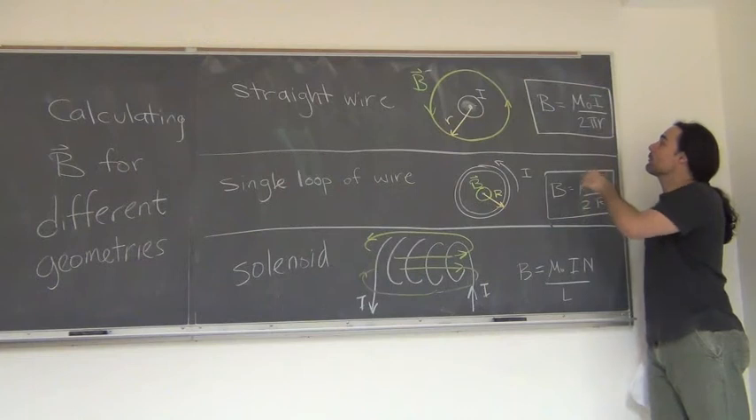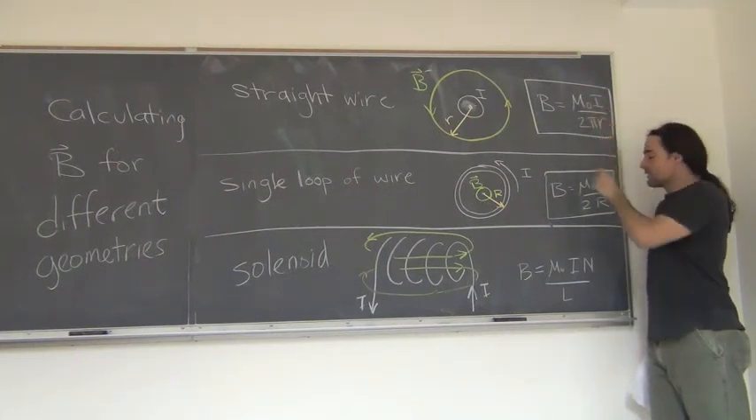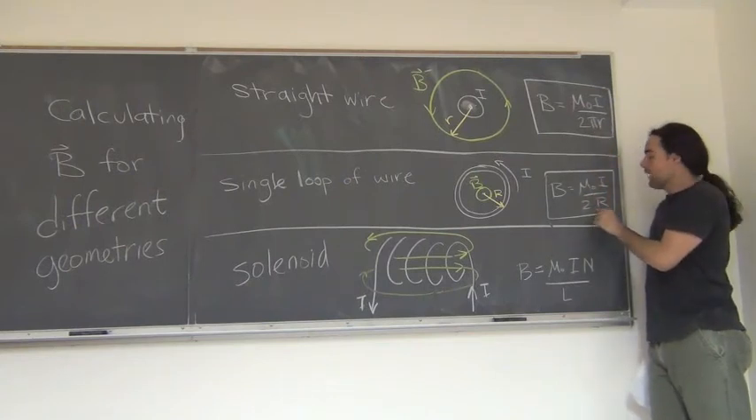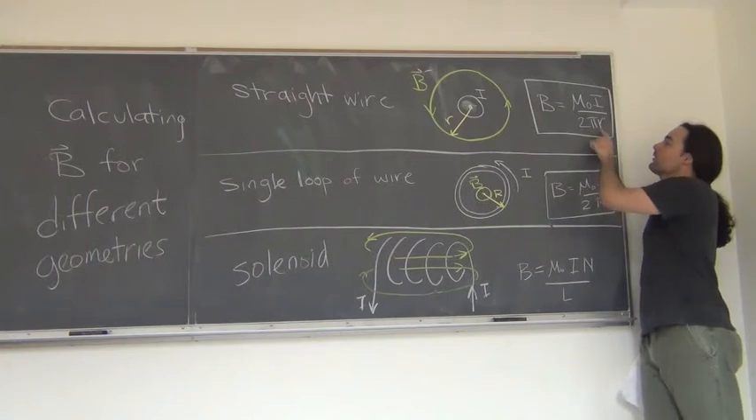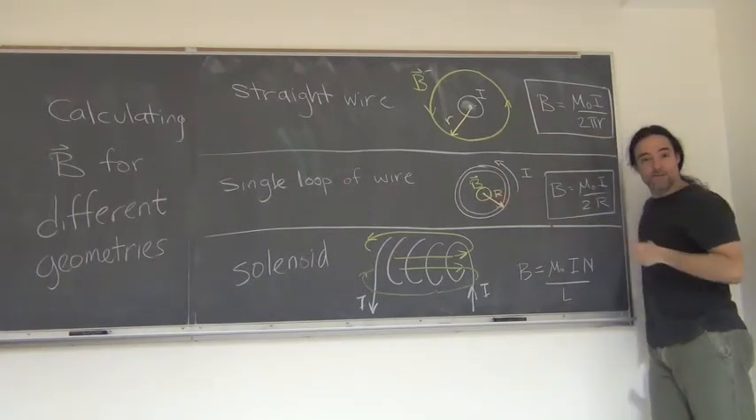So slightly different formula. We still have some constant times current over distance, but we have a 2 pi in front here. We only have a 2 here. And the distances are slightly different too. This is the distance away from the wire. This is the radius of the wire loop.